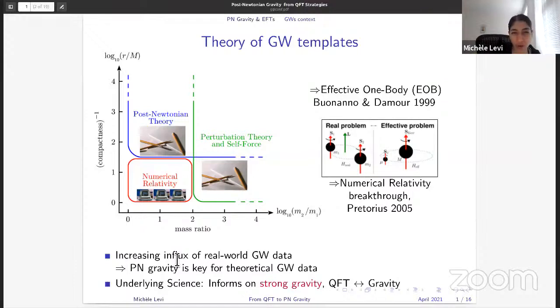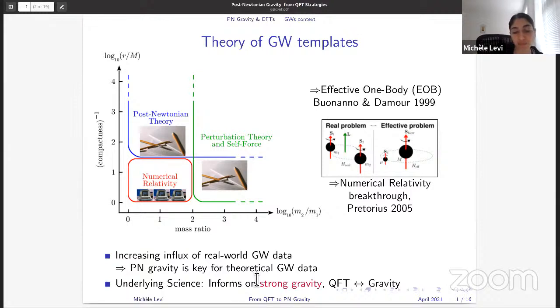Now, just a word of clarification regarding a frequently asked question. We are heading towards an increasing influx of real-world gravitational wave data, and that means that we also want to have theoretical gravitational wave data of as high quality as possible, which will contain the most physical effects that we can. So post-Newtonian gravity is a key theoretical ingredient for that.